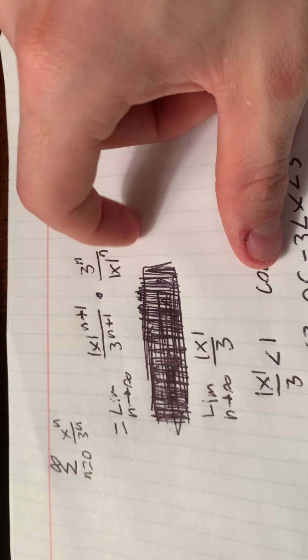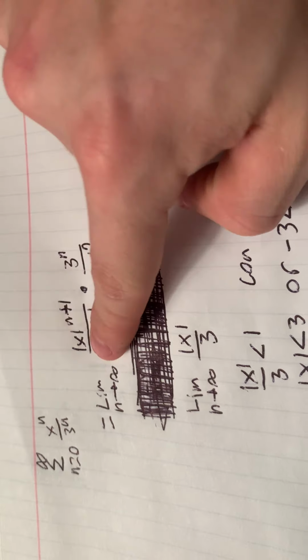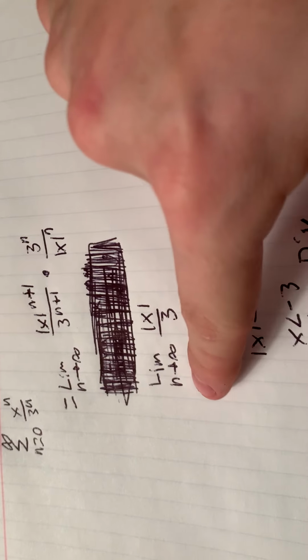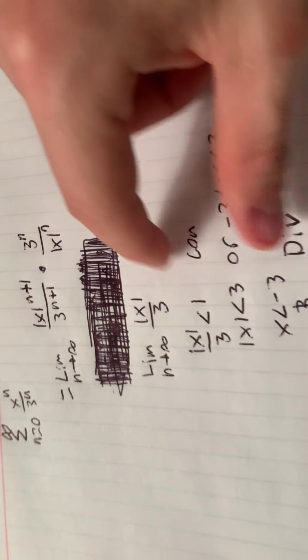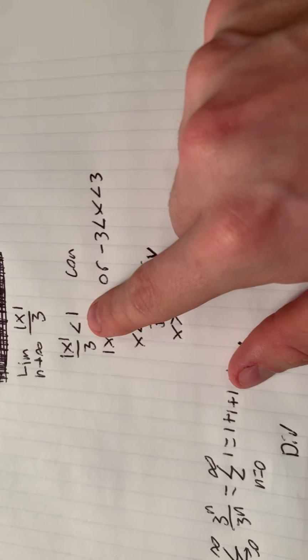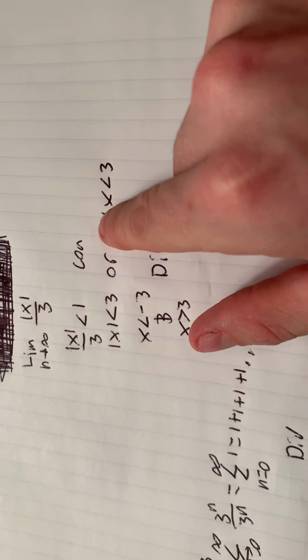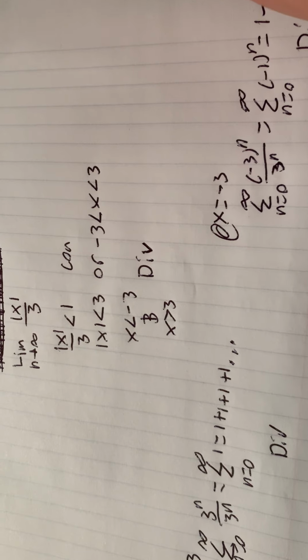So the 3 to the n absolute value x over x to the n. Again, you're going to be able to cancel the values of the x to the n's and the 3 to the n's. That leaves you with limit as n approaches infinity of absolute value x over 3. In doing so, repeating again, if it's less than 1, it converges. If it's greater than 1, it diverges.